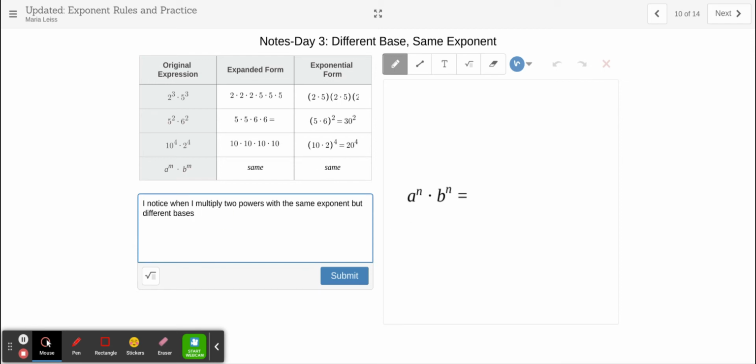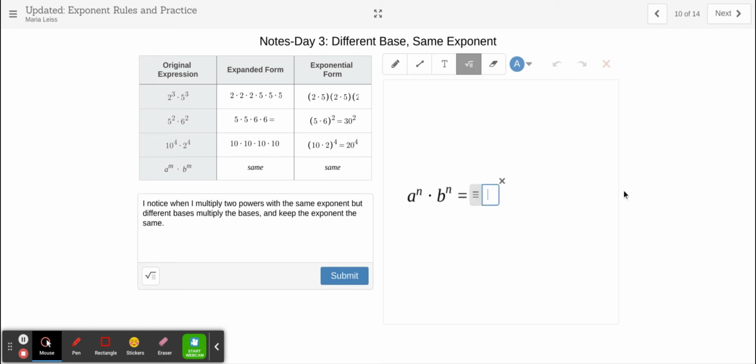But what I want you to notice is that when we have 2 powers that have the same exponent but different bases, all we did was multiply the bases and keep the exponent the same. There's our rule. So how that looks algebraically, to multiply the bases, I'm going to do a times b, because that's what a times b looks like in algebra, to the n power. That's how I finish that rule.